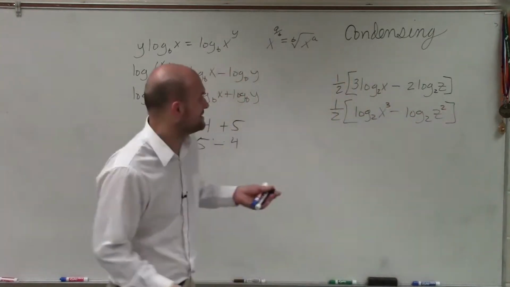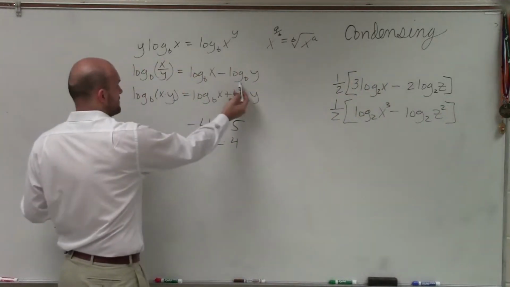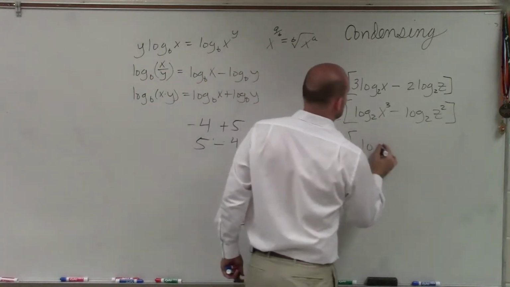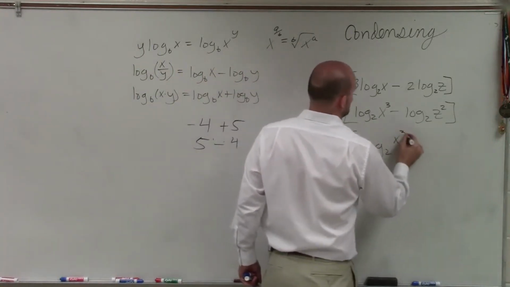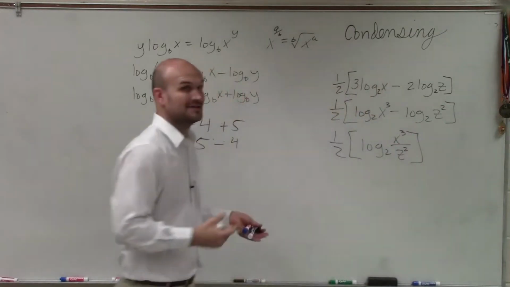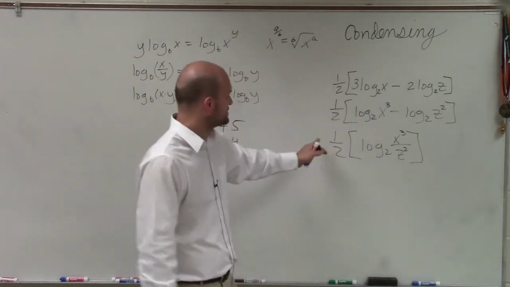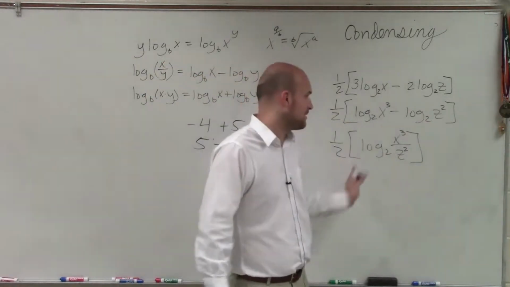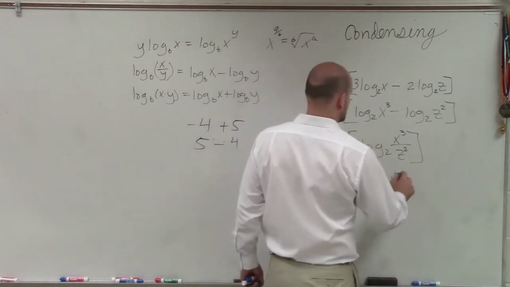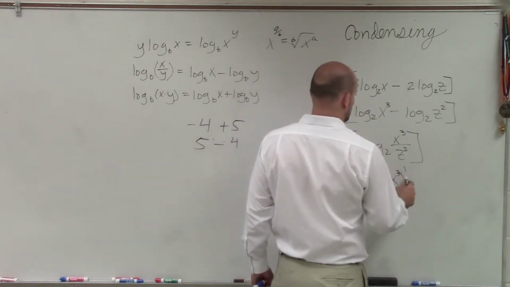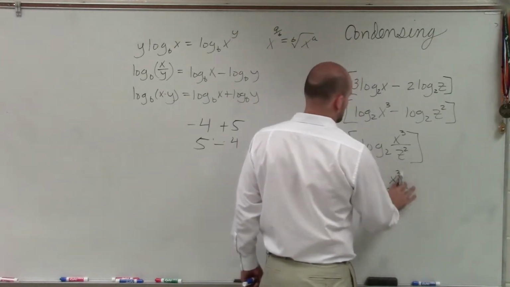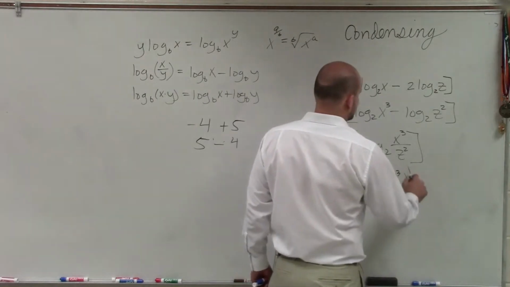So now I see that I have the difference of 2 logarithms with the same base, so I'm going to rewrite that as the quotient. So it's 1/2 times log base 2 of x cubed divided by z squared. Okay? Now what I can do is take my 1/2 and rewrite it as my power up to the top. So therefore I have log base 2 of x cubed over z squared raised to the 1/2 power.